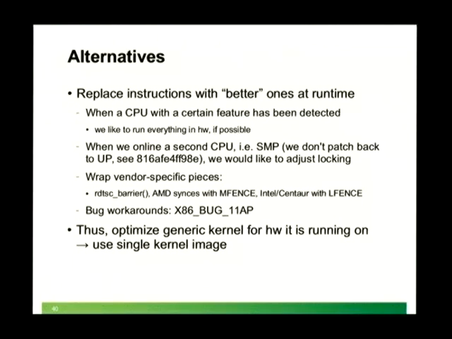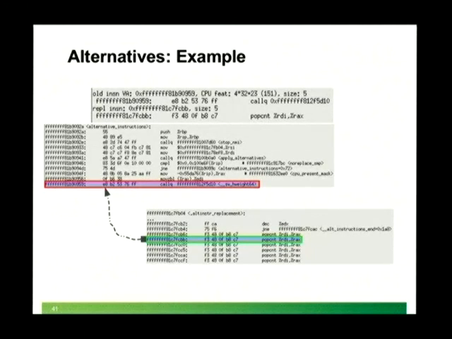Right. And we even do bug workarounds with alternatives. This is an old Pentium bug that when you write into the APIC, you have to read before that. What this thing does is, for certain Pentiums, it replaces the move instruction, move from APIC register, with exchange. The reason to have alternatives is that you want to optimize your generic kernel so you can have one kernel image and run it on every x86 hardware, and still be as optimal as possible. I think that's a good thing. So there's one example.